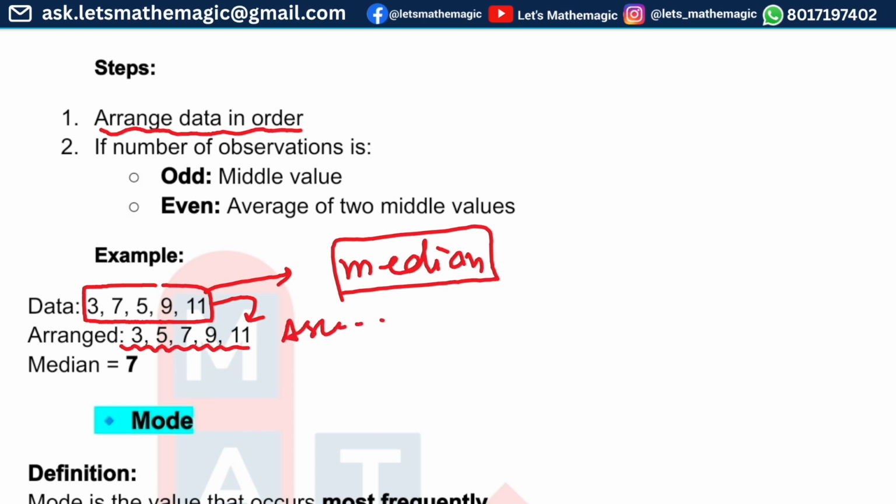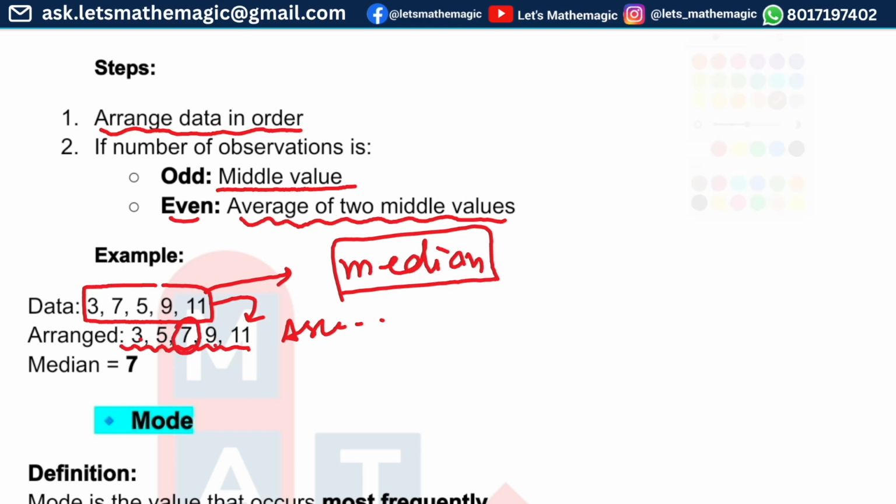Once you have arranged them, just find the middle value. If it is odd, you just choose the middle value. If it is even, then you have to take the two middle values and find the average of them. I'm showing you an example. As there was an odd number of data, like 3, 5, 7, 9, 11, 7 was the middle one, right? Let me show you here.